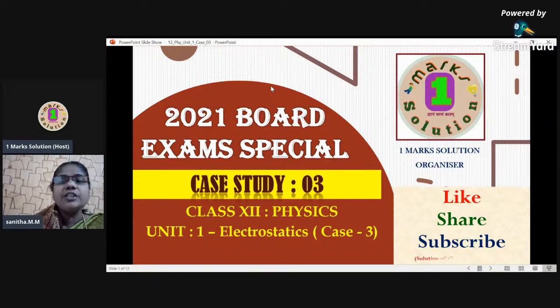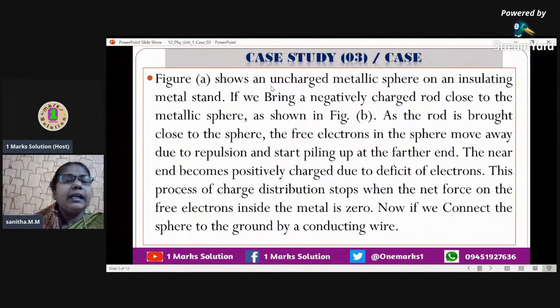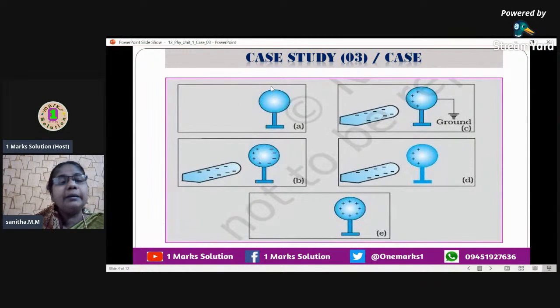That means charging by induction. Now we are going for charging by induction. That is our topic. Now the figure shows an uncharged metallic sphere. You can see a metallic sphere here, right? And here a rod which is negatively charged is placed very near to the sphere.